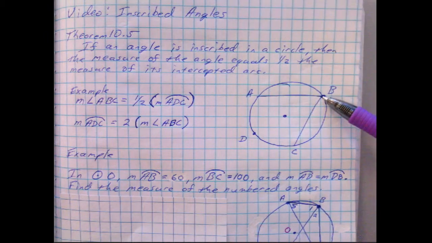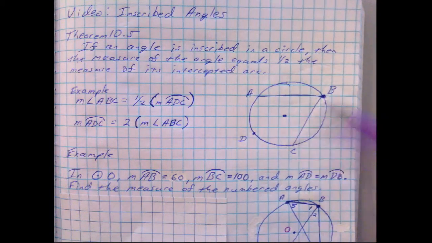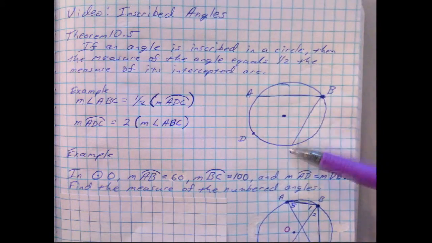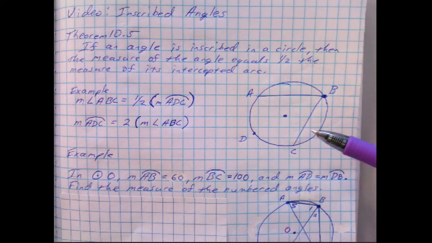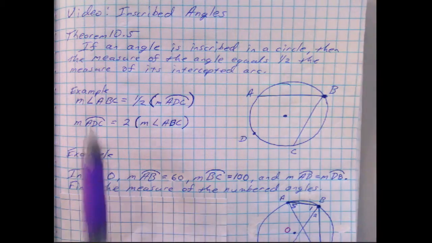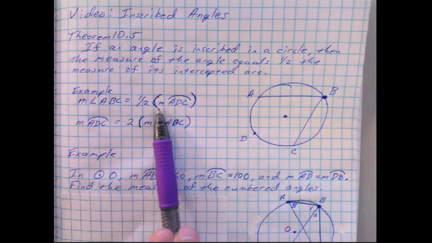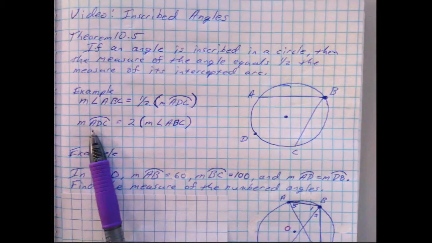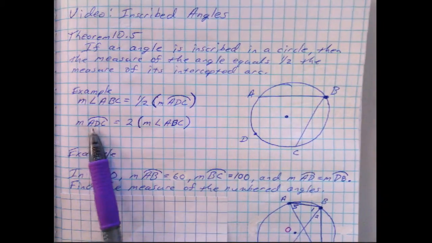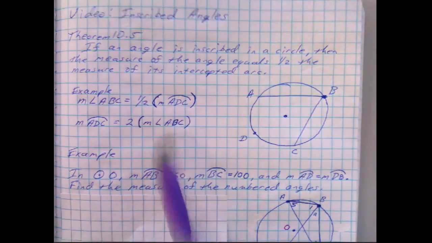Now we're going to pull that back a little bit and our vertex is now on the circle and our sides are chords for that circle. Now it's half of whatever the arc is. Okay, so if we look at our example, we have the measure of angle ABC is half of the measure of arc ADC, or if you want to start by looking at the arc, our arc ADC is twice as large as our angle ABC. Okay, so let's look at an example where we're going to get to use this.